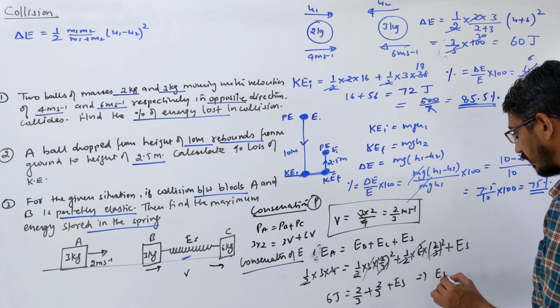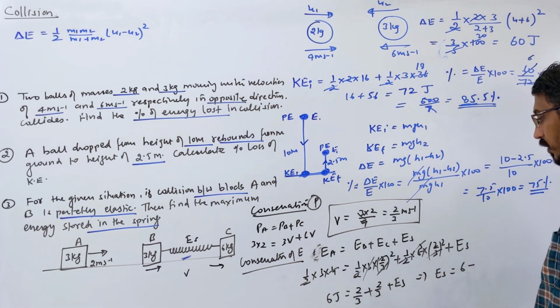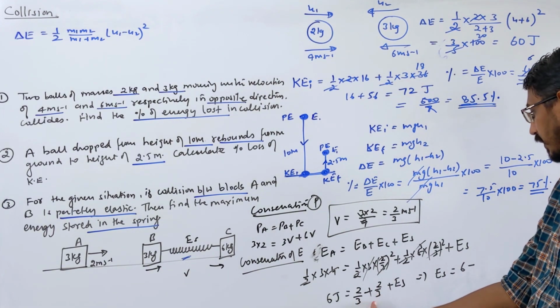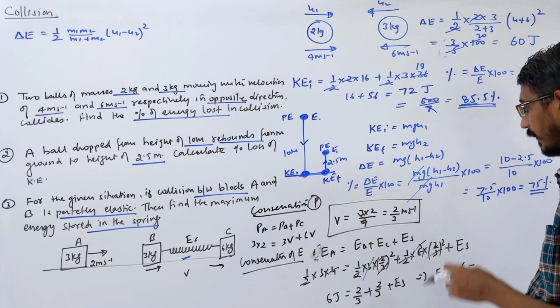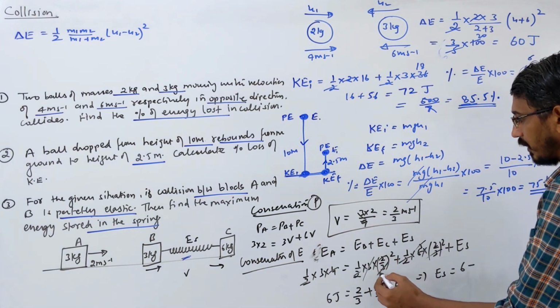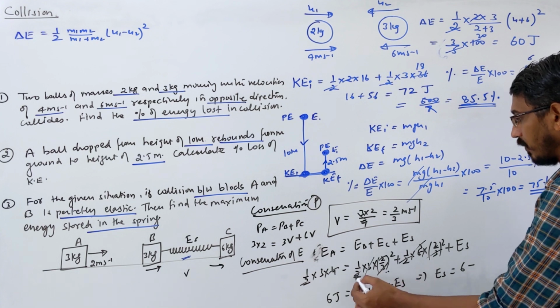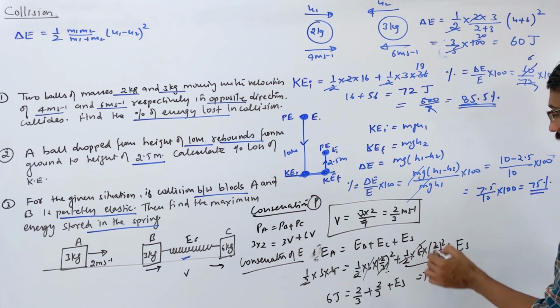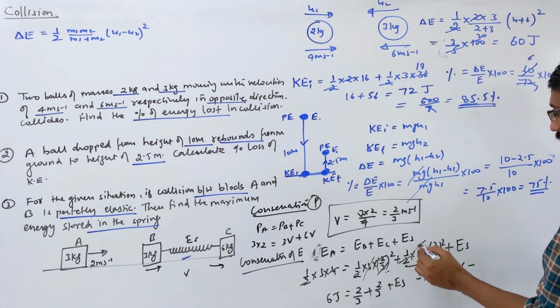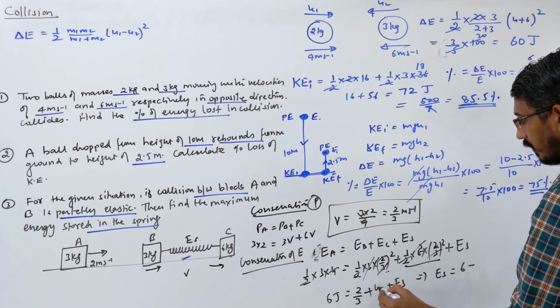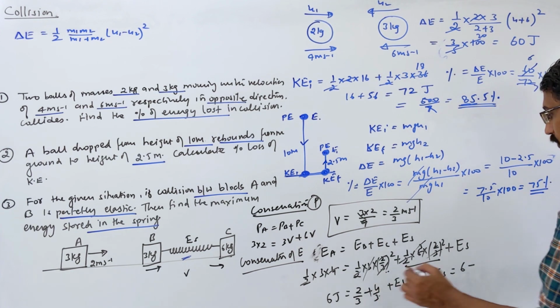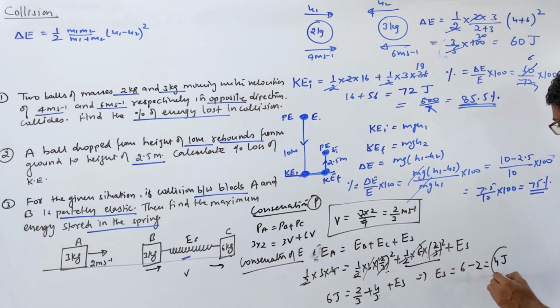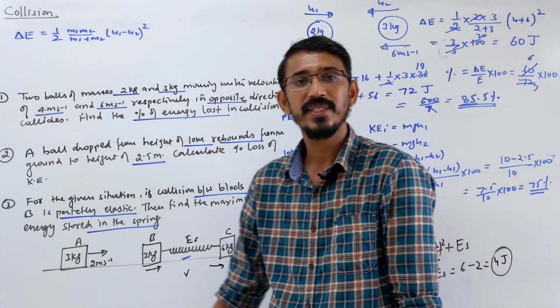So ES simply becomes 6 minus... okay, I think some calculation went wrong here. Let's check it once more. I did a calculation mistake here. So look here, 2 goes 3 times, 1 3 gets cancelled, coming to 4 by 3 here. 4 by 3 means, this becomes 6 by 3, which is 2, so 6 minus 2. So what is the answer to this question? 4 joule is the energy stored in this spring.